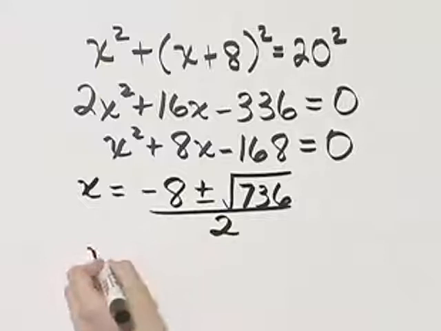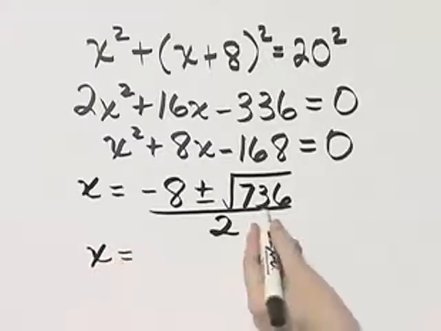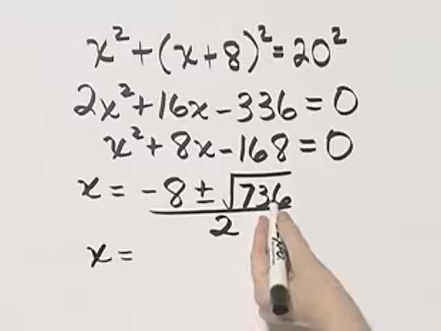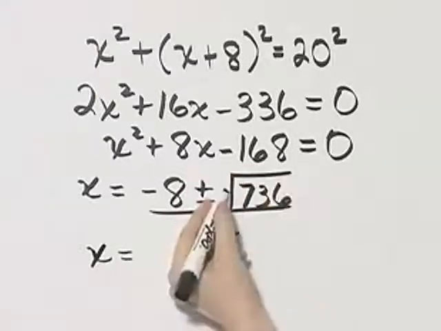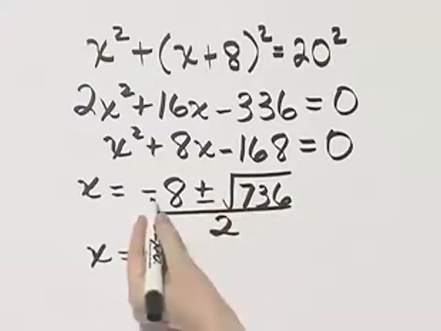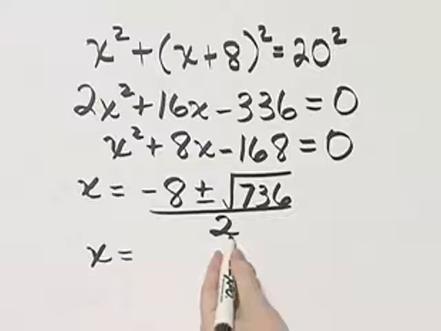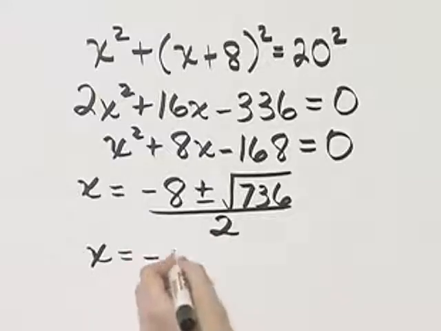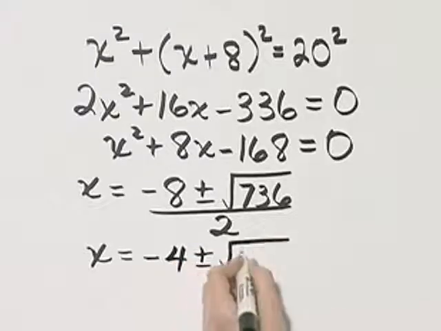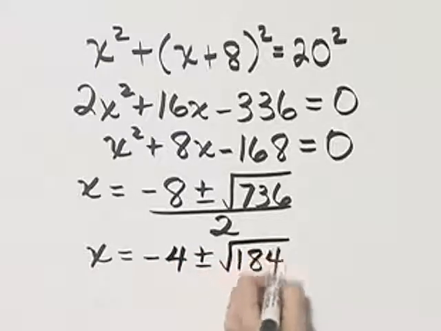and then you'll need to simplify this. There is a perfect square factor of 4 in 736. 736 is 4 times 184. The 4 comes out as a 2. Then you will factor out a common factor of 2 to divide out with this 2. When you do all of that, you'll have negative 4 plus or minus the square root of 184.